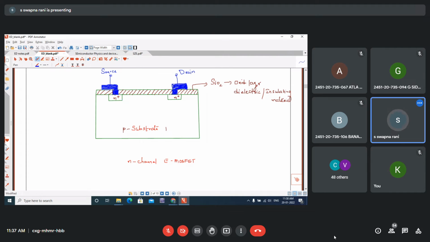And here, the region between the source and drain is again covered by depositing the metal. So here also we will be depositing metal.